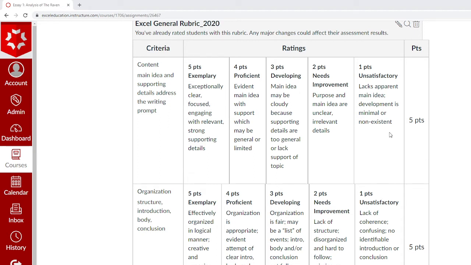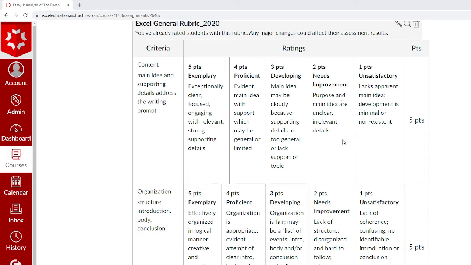So you can have a clear main idea or thesis for your writing, but if you don't support that main point with evidence and support, then you're going to score lower on the rubric. If you don't have a clear focus and veer away from the assignment, your score will be negatively impacted as well. You can see on the rubric that you're going to score a 1 or a 2 if you don't have a clear focus for your writing.